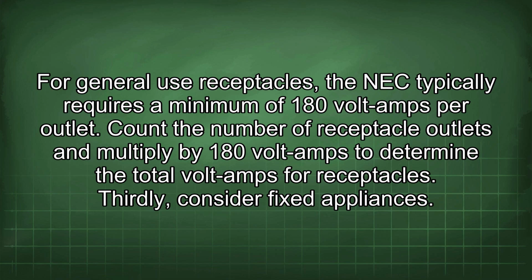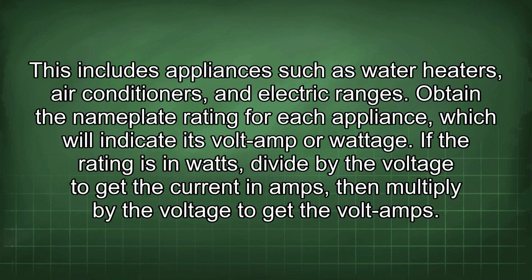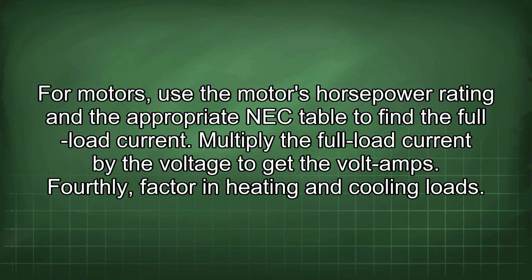Thirdly, consider fixed appliances. This includes appliances such as water heaters, air conditioners, and electric ranges. Obtain the nameplate rating for each appliance, which will indicate its volt amp or wattage. If the rating is in watts, divide by the voltage to get the current in amps, then multiply by the voltage to get the volt amps. For motors, use the motor's horsepower rating and the appropriate NEC table to find the full load current. Multiply the full load current by the voltage to get the volt amps.